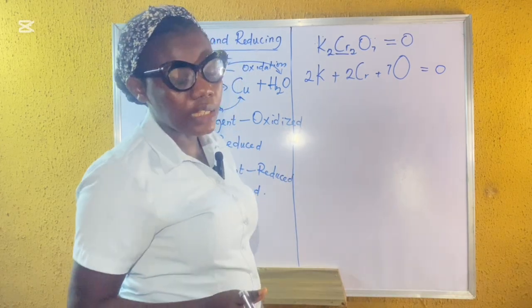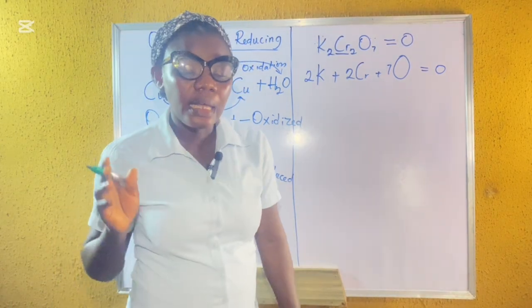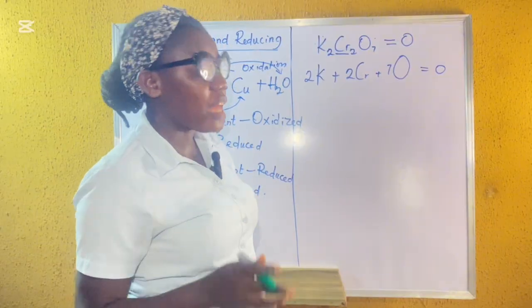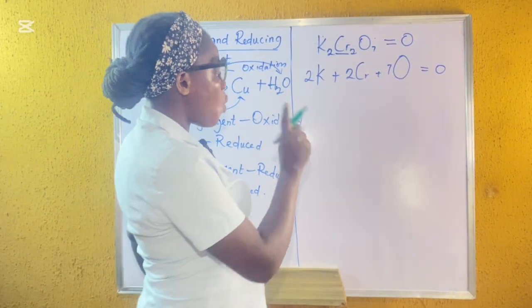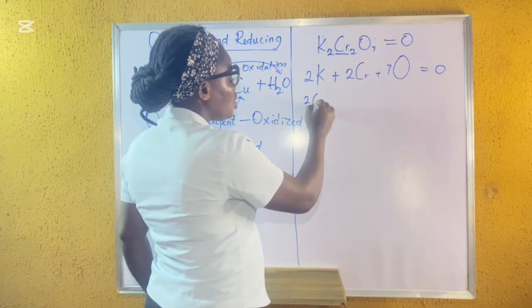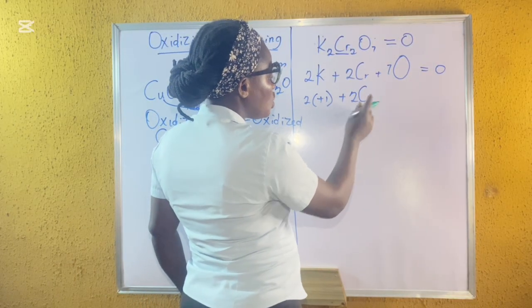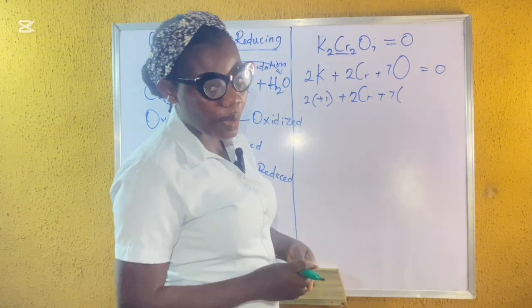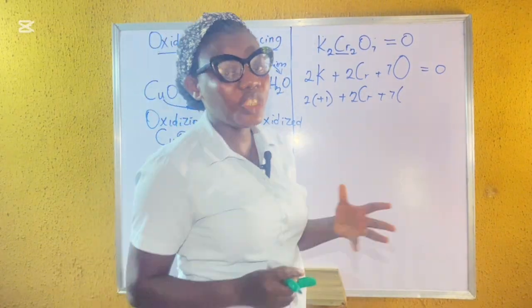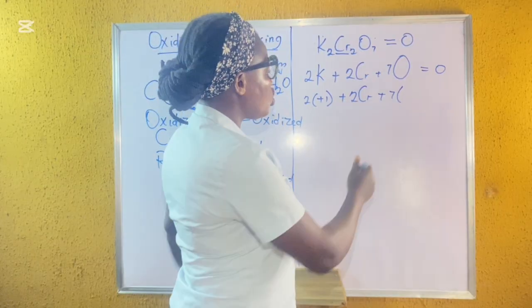Okay, so what's the valency of potassium? Potassium has atomic number 19, so that will be 2,8,8,1. So 1 will be the valency. So that is going to be +1, plus 2 chromium, that is what we are looking for, plus 7 oxygen, atomic number 8, which is 2,6, and then it's going to be -2.